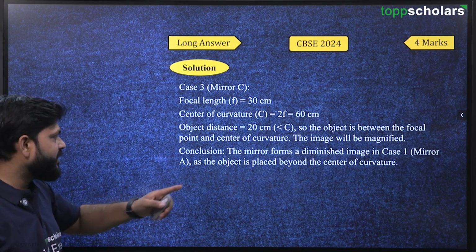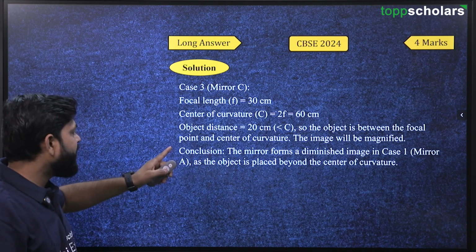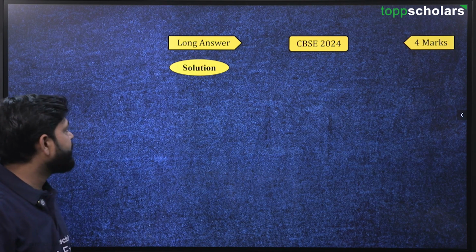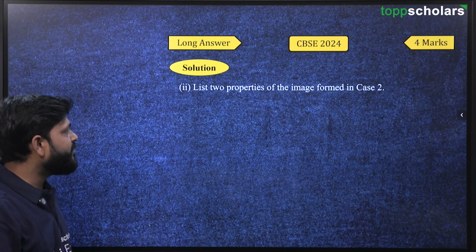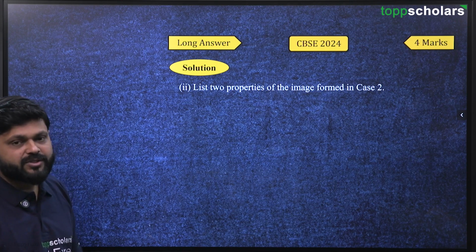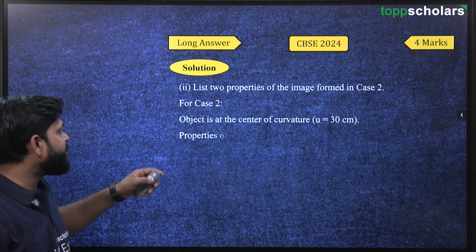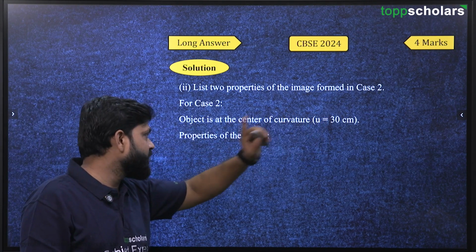So the conclusion is what? The mirror forms a diminished image in case 1, that is A, as the object is placed beyond the center of curvature. Now, list 2 properties of the image found in case 2. Case 2 is what? We have seen that for case 2, the object is at the center of curvature, that is, U equals 30 centimeter.